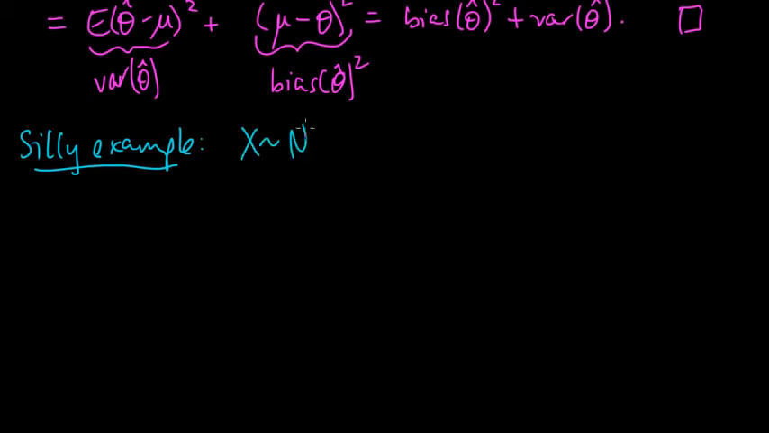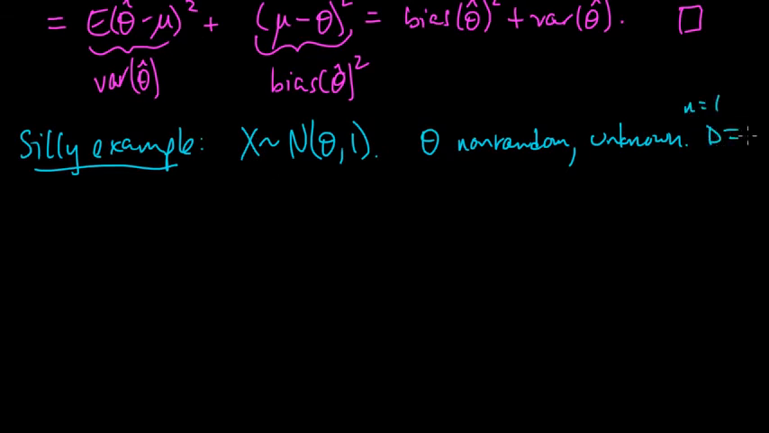Let's say that we have some random variable x, which is normally distributed, a univariate normal with mean theta and variance 1. And here theta is going to be non-random. We're not putting any distribution on it, and it's unknown. And our data in this little example will just be the single value x. So it's sort of like n equals 1. Our data is just x. And now let's say we wanted to estimate theta.